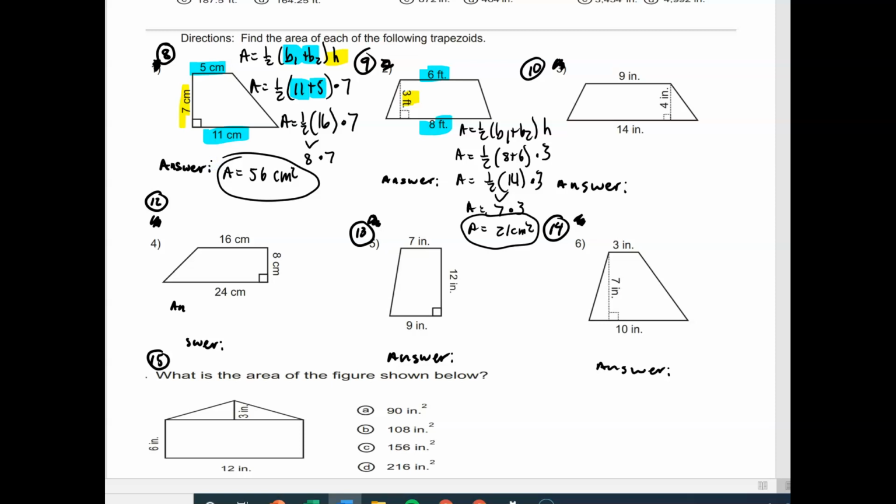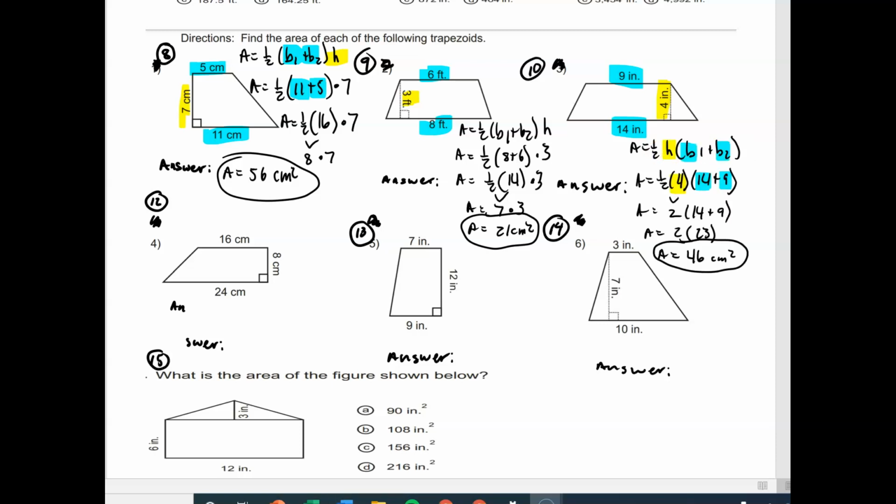All right? I'd like you to do number 10 in Edpuzzle. It might make more sense when you do number 10 in Edpuzzle this time to put your height first because your height, as you can see, is an even number. It's a lot easier to take half of an even number than it is an odd number. So base 1 plus base 2, but with height first this time. So you can see in number 10, your answer should have been 46 centimeters squared. 4 is your height, 14 and 9 are your bases. Half of 4 is 2, 14 and 9 added together give you 23, and then 2 times 23 is 46.